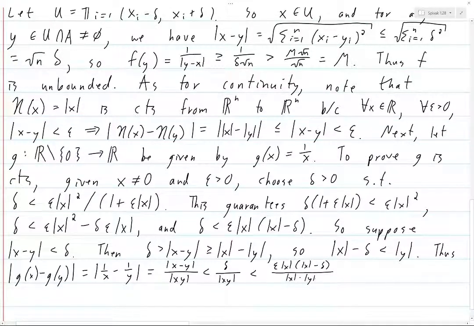And so we can cancel out the norm of x, and we know that the norm of x minus delta is less than the norm of y. And so this is going to be less than epsilon times the norm of y divided by the norm of y. But that's precisely epsilon. So this is how we came up with this weird formula for delta.